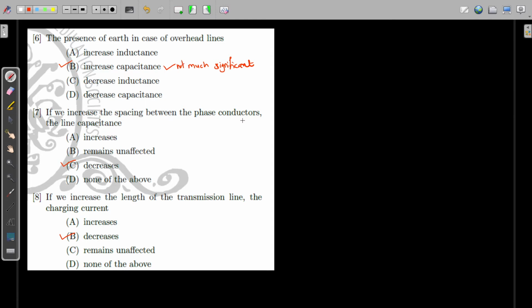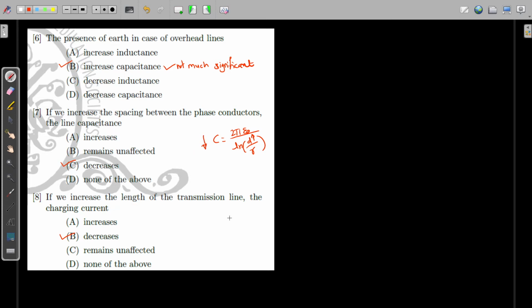If we increase the spacing between the conductors, the value of the capacitance is 2 pi epsilon 0 upon natural log of d by r. Suppose you increase the value of d, your value of the capacitance C is going to decrease.